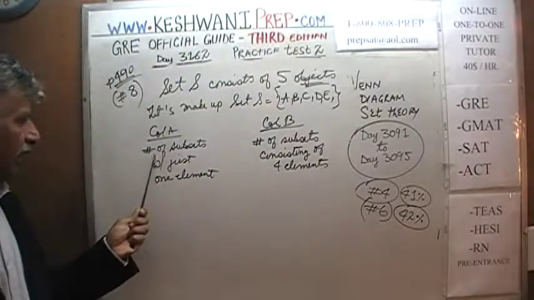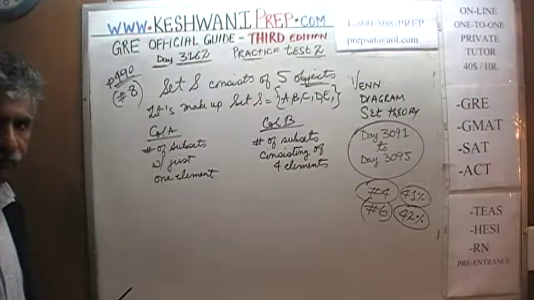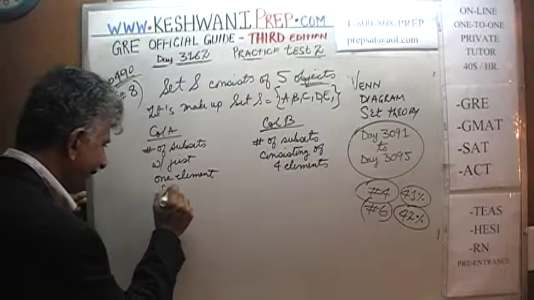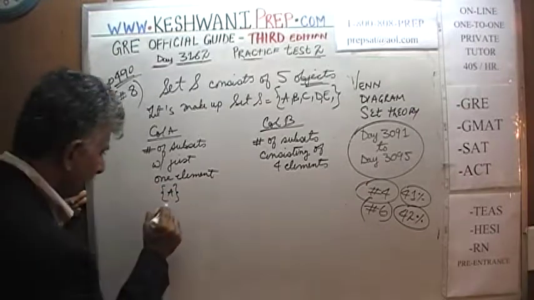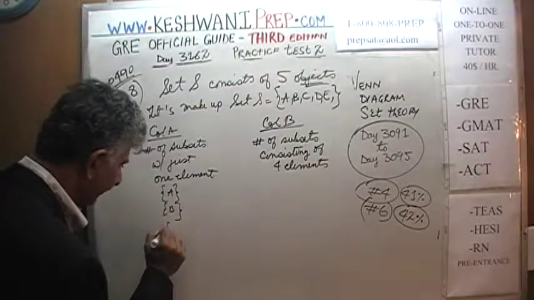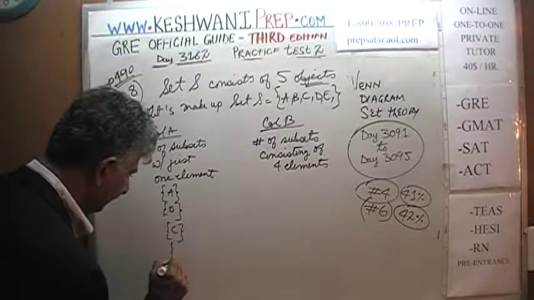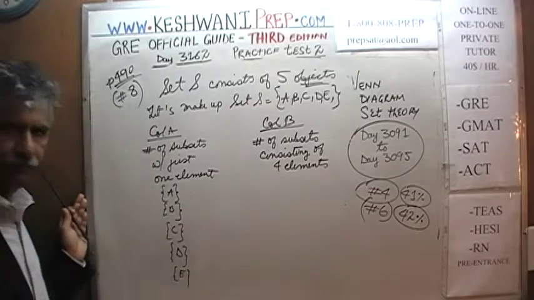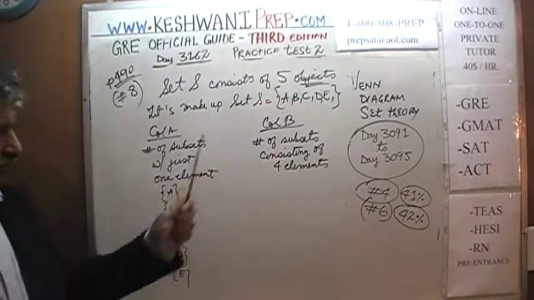This is very simple. How many subsets can we have with just one element? Well, obviously 5 of them. There is one set. There is the next set with just one element. Here is the next one with just one element. And here is the next one. There you go. 1, 2, 3, 4, 5. Obviously, there are 5 of them.